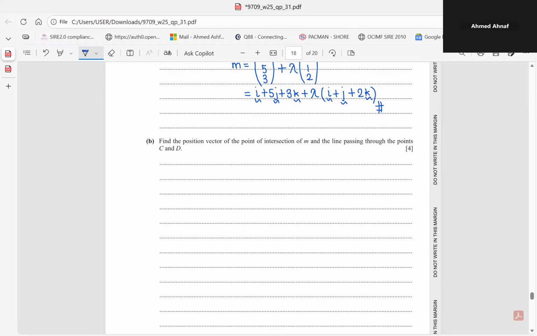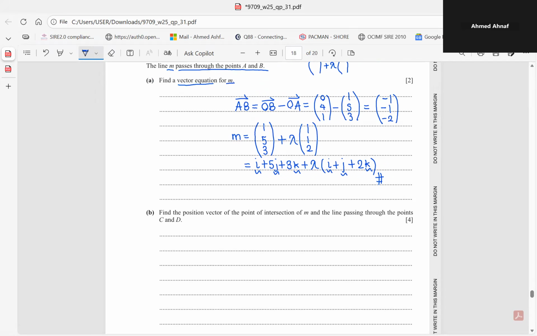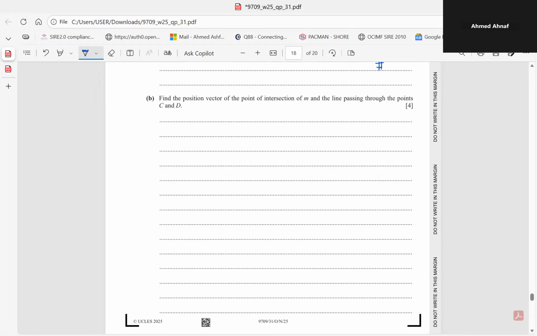Okay, so before starting part B, I just realized I made a minor mistake for part A, which is that I forgot to include R. So yeah, the R should be also included. Sorry for the minor mistake. Okay, let's head on to part B.